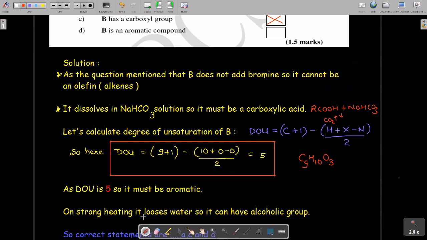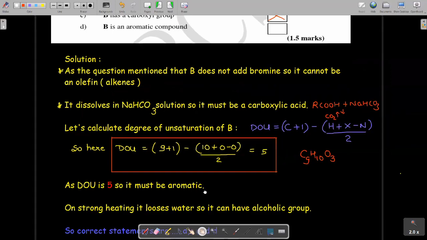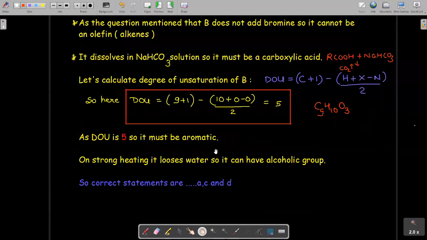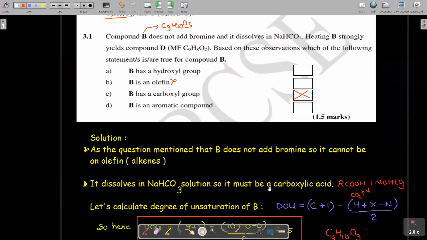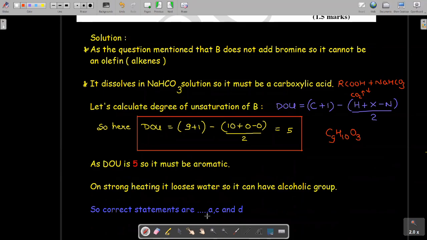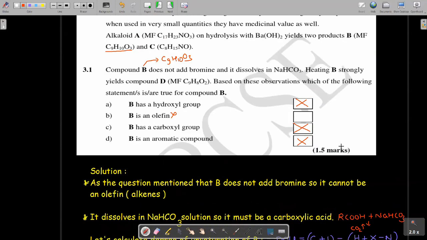As the degree of unsaturation is 5, it simply means that there is a lot of unsaturation in the molecule, so it must be an aromatic compound. On strong heating, it loses water, so it can have an alcoholic group. We cannot deny. So the correct statements are A, C, and D. See, this was 1.5 marks. So if you would have ticked all 3 correct, you would have got 1.5.